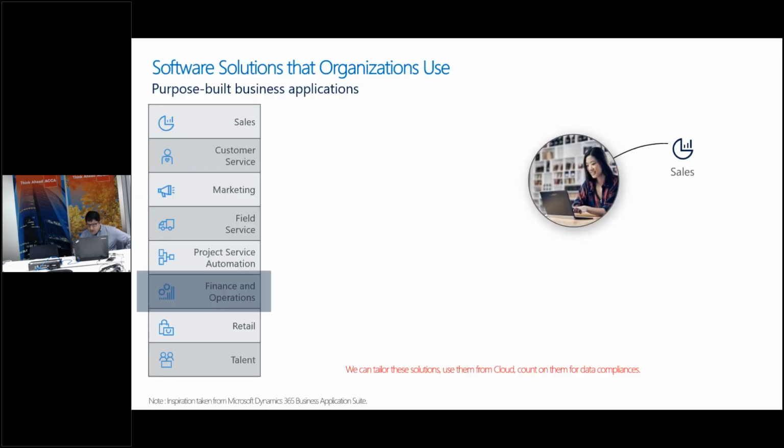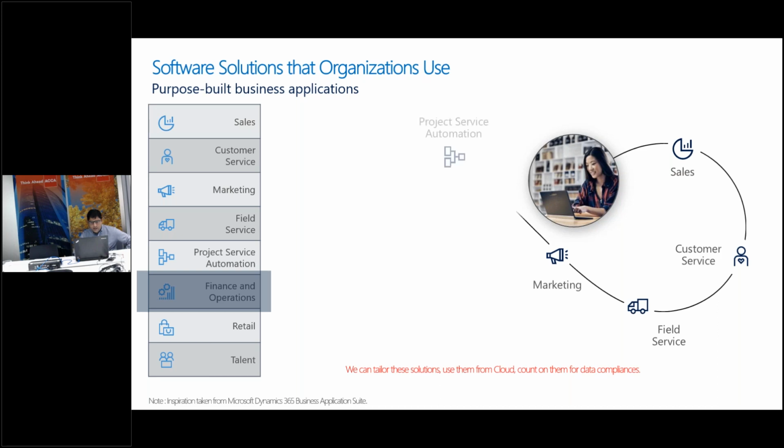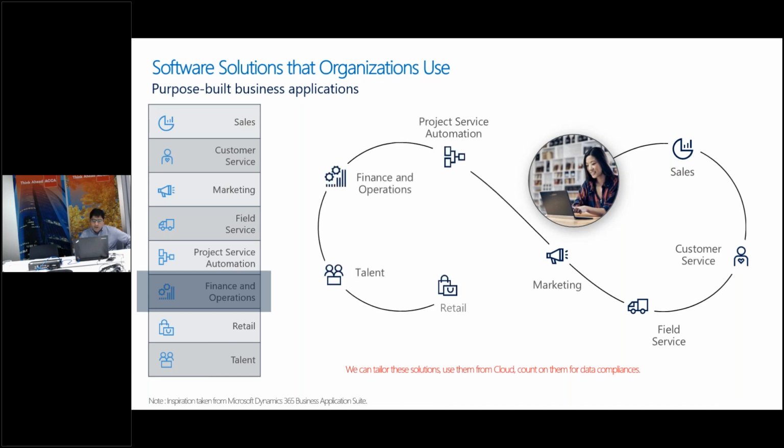So all these business transitions come with IT solutions that organizations need to have in place. It's a quick map of the solutions organizations are using that are helping them transition to a modern world and an overall digital transformation. So right from your sales function to customer services, marketing area, field service, project service automation, finance and operations, retail areas and the talent area. Let me just take a quick dive into all of these topics.